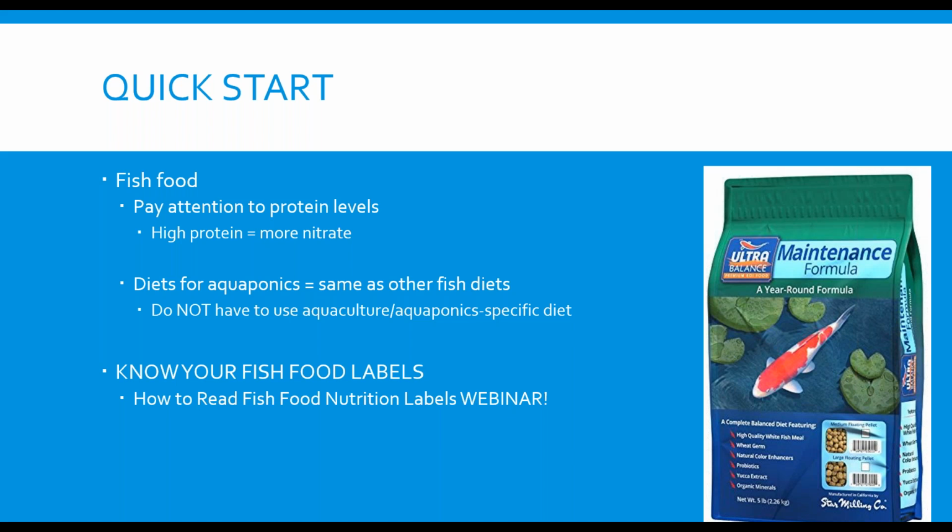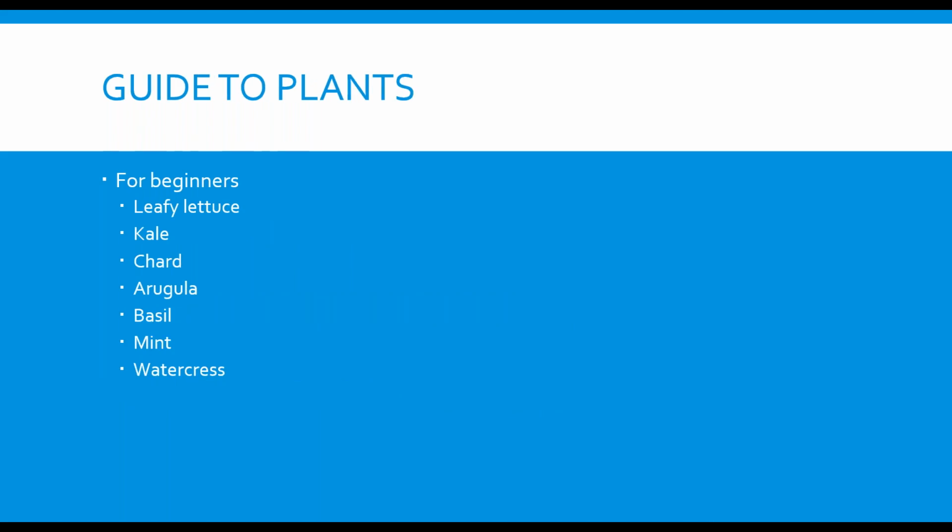So now that we have our fish, we have our food, what kind of plants are we going to put in here? For beginners, this is the list that they recommend you sticking to. Leafy lettuce, kale, chard, arugula, basil, mint, and watercress. Those sound like some delicious salads to me.